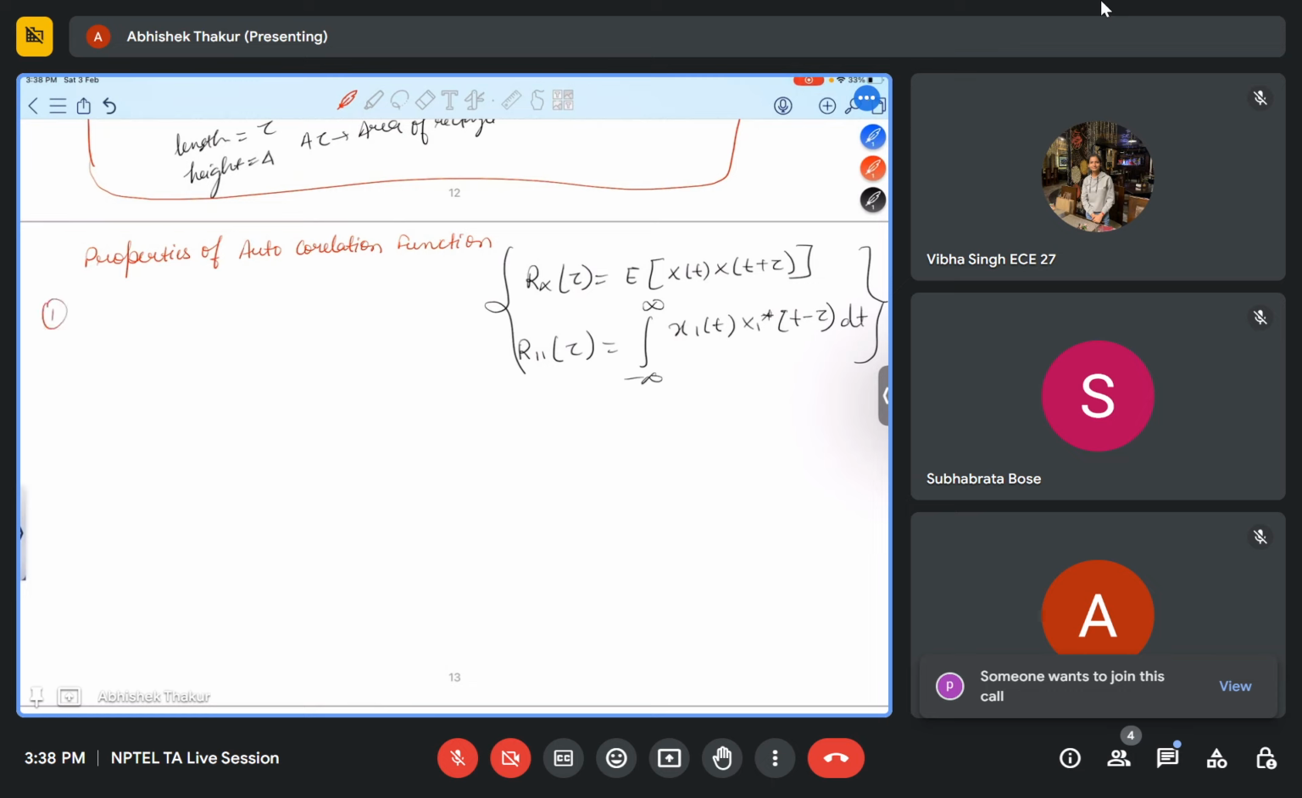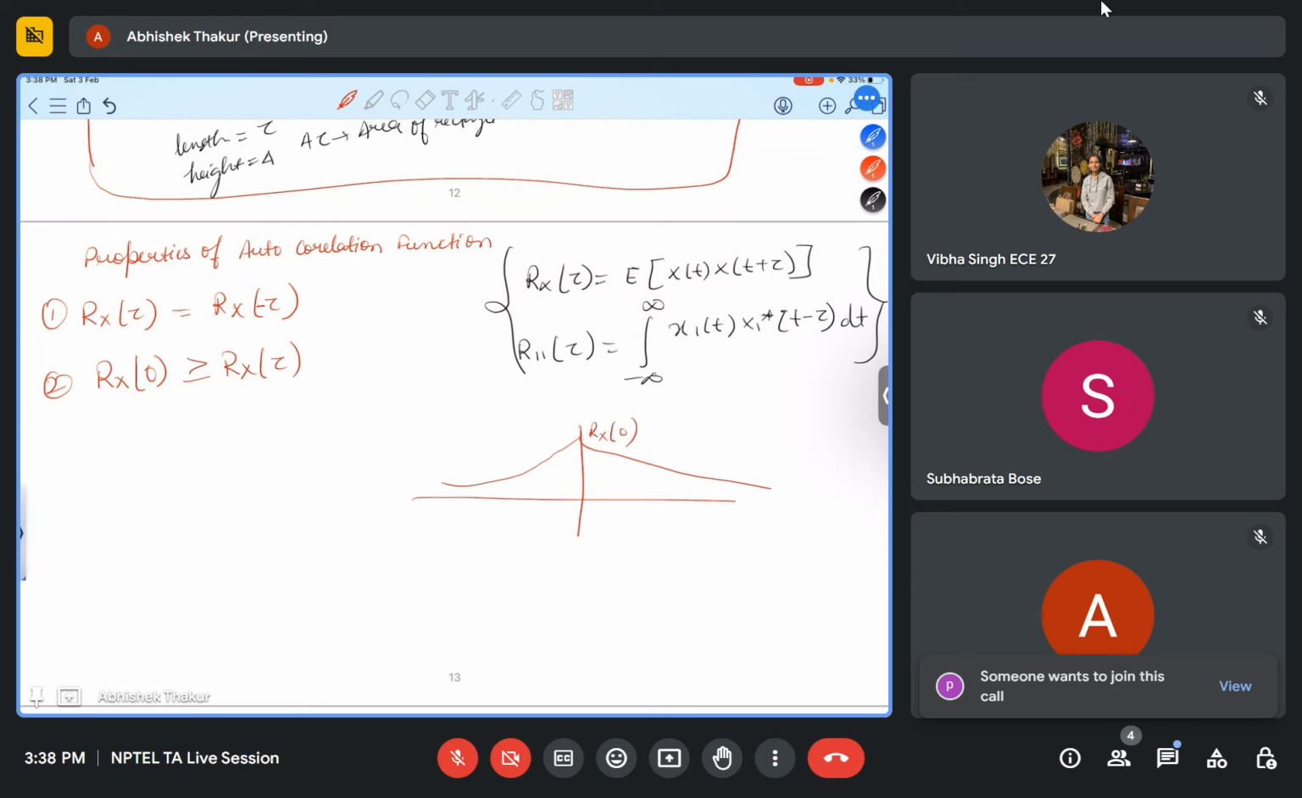So the first property is the autocorrelation function is an even function. So Rx of tau is equal to Rx of minus tau. Second is Rx of 0 is always greater than or equal to Rx of tau. This means the autocorrelation function will be something like this. So this value will be Rx of 0 and that will be greater than Rx of tau for all values of time.